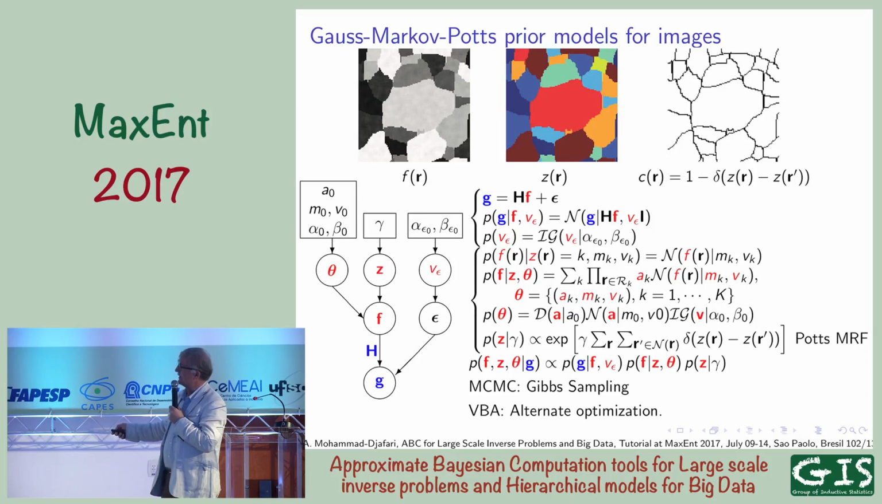We can say that all the pixels which are inside a region, for example this region, which is the color red, are homogeneous. How to model this homogeneity? We model this homogeneity by a normal distribution with some mean and some variance. But this is conditional on knowing that we are in the region K.